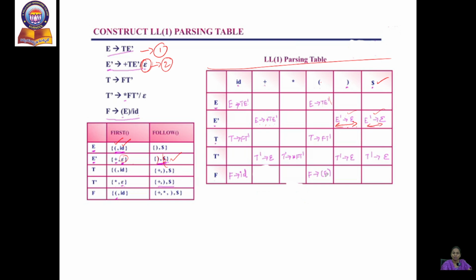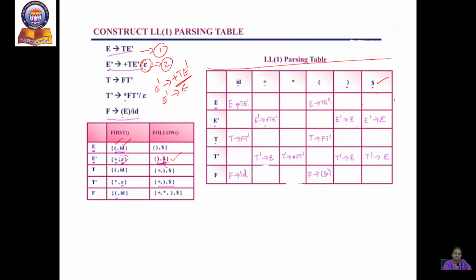Many students will make the mistake that they'll write E derives plus TE dash in here, and here also under the closed bracket and dollar they will write E dash derives plus TE dash. This is wrong. You should not write like that. Why? Because it's an epsilon production. E dash is deriving two different productions: one is E dash deriving plus TE dash, as well as E dash deriving epsilon also here.